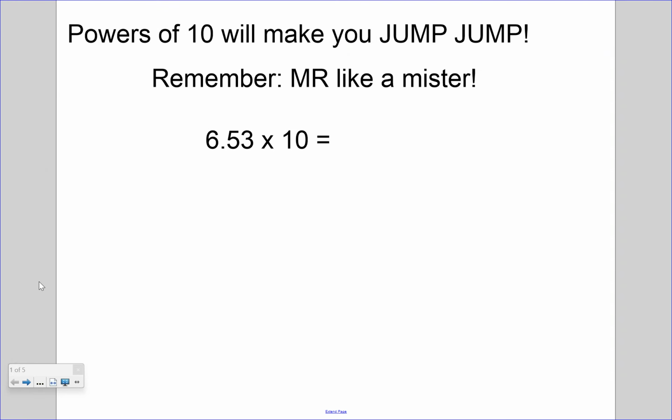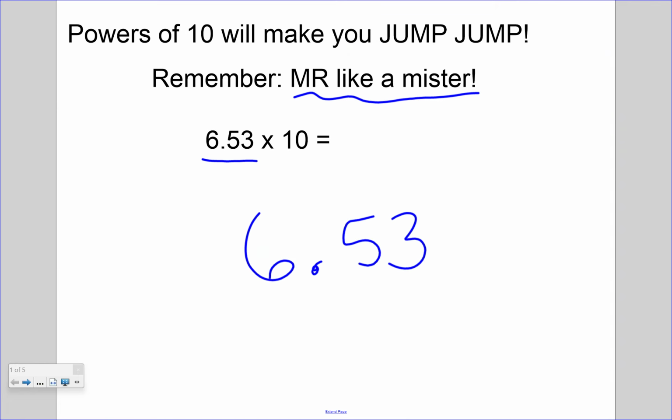So what you need to remember is MR, like a mister. The three important things are, first, your starting number, and I highly recommend you grab some scrap paper and rewrite it. That decimal point is the thing that jumps, so we're going to X out the original one. The operation tells us what direction we're going to jump. MR like a mister: multiply goes to the right. So we are going to jump to the right, and the number of zeros in our power of 10 will tell you how many jumps.